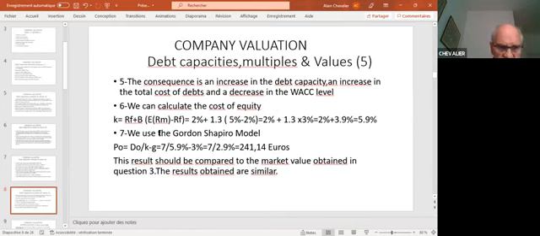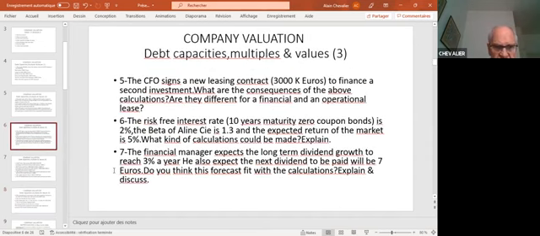We are still somewhere here. And I'll move back to slide number 6 now. And on slide number 6, you find again another question, which is question number 7. And it is said here that the financial manager expects long-term dividend growth to reach 3% a year. Why not?